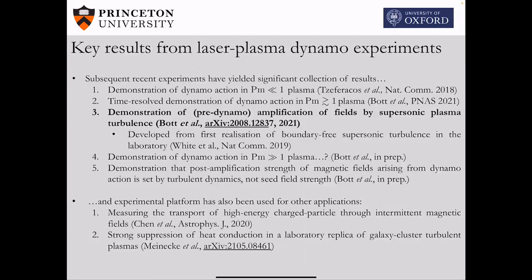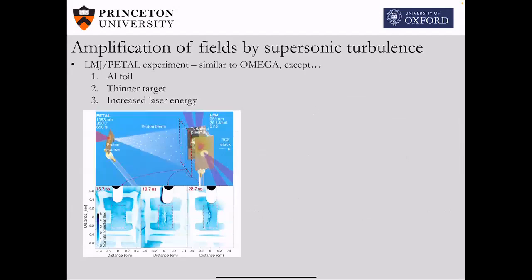Okay, so those are the first two OMEGA experiments done looking at fluctuation dynamo action in both the low Prandtl number regime and the order unity Prandtl number regime. And now I'm going to change tack a little bit and talk about a demonstration of pre-dynamo amplification of fields by supersonic plasma turbulence. This is an experiment that was carried out on the Laser Mégajoule with access to the PETAL laser, and it's a very similar experiment to the OMEGA case, except we used an aluminium foil, a thinner target, and increased laser energy.